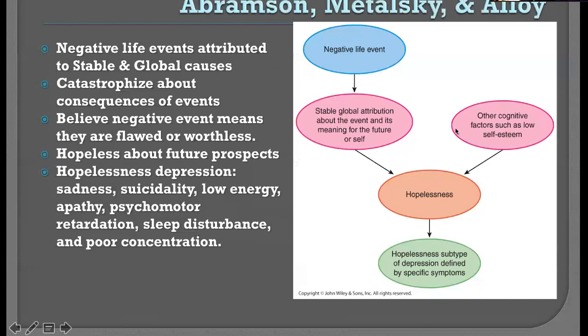So these guys, attributions and other vulnerability factors, which is kind of the garbage category, combine somehow to produce hopelessness or a very specific subtype of depression, which is described on the slide. It's a good theory, I think. It's elegant. I don't think it's going to explain all of depression. I don't think we're going to have one theory that's going to explain all of depression all the time. There's no way. There's just too many ways to get depressed.